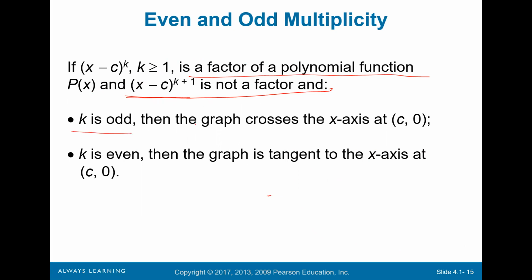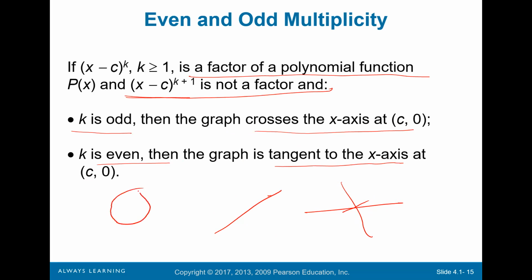If k is odd, then the graph crosses the x-axis. If k is even, then it's tangent to the x-axis. And tangent means that we have this line, and we have some kind of point that's tangent to it. Somewhere it's kind of like not crossing it, but tangent to it. Let me see if I can draw something better. I'm going to draw a circle. Sometimes it's easier for me to show you the tangent of it. Right here is the tangent of it. Okay.